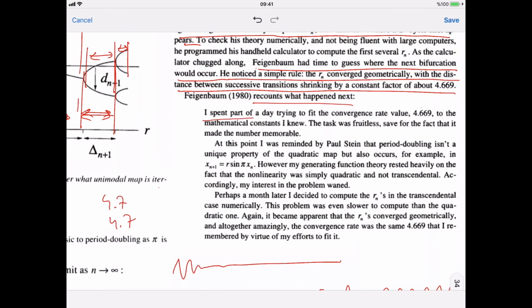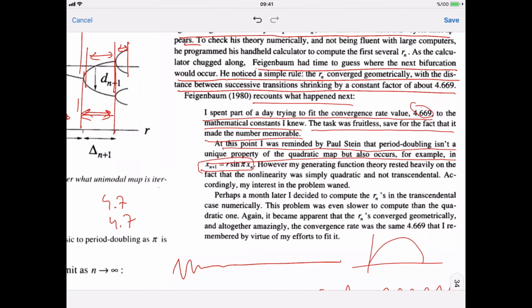I spent part of a day trying to fit the convergence rate value to the mathematical constants I knew, whether it's related to e, to pi, or whatever. The task was fruitless, save for the fact that it made the number memorable. So it's stuck in his head. At this point, I was reminded by Paul Stein that period doubling isn't a unique property of the quadratic map, but also occurs, for example, in this one, which is another plot that has a hump in it.